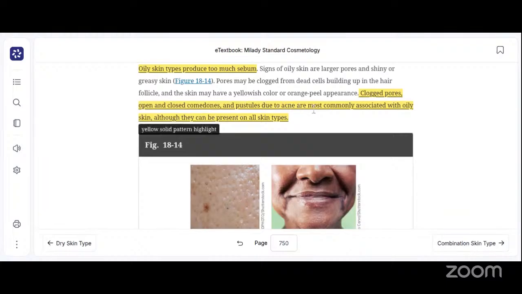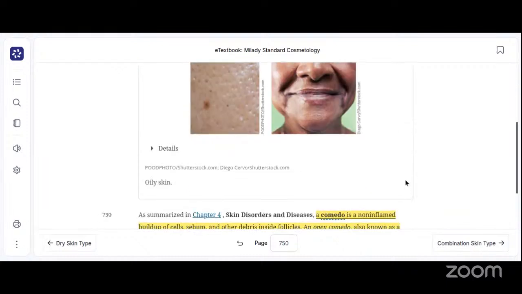And acne is most commonly associated with oily skin, although it can present on all skin types. Yes, acne can be on all skin types, but you're going to see it the most on oily skin.